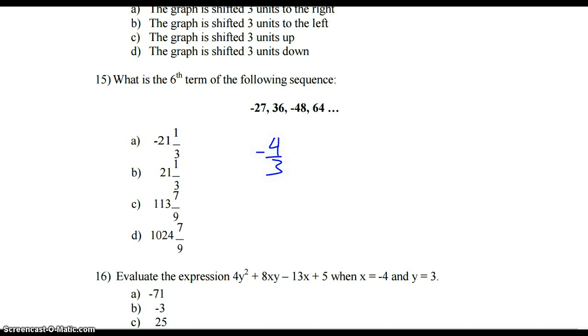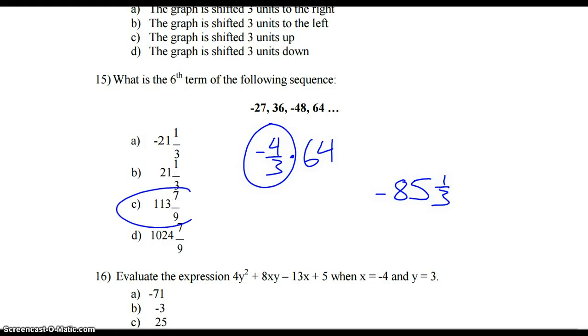So I'm going to take negative 4/3 times 64 first. And I'm going to use my calculator to do this just to save on time. And I get negative 85 1/3. And now I've got to take that times negative 4/3 as well. And we end up getting 113 7/9. So we multiply through by this twice, and it looks like we get C.